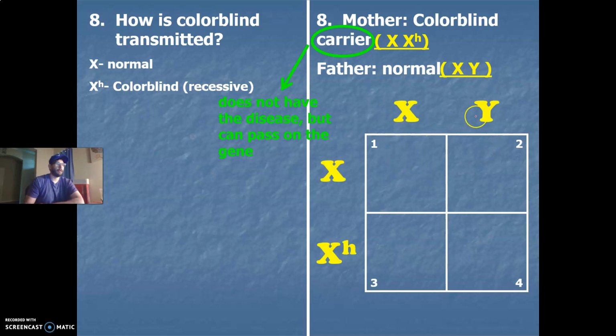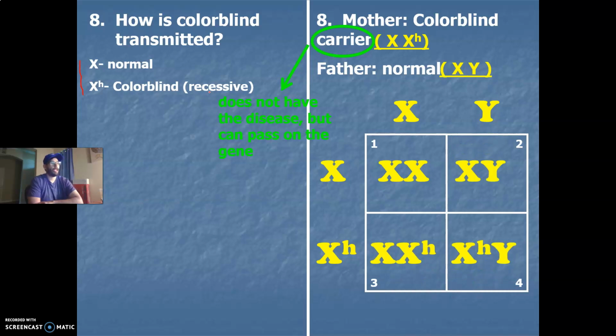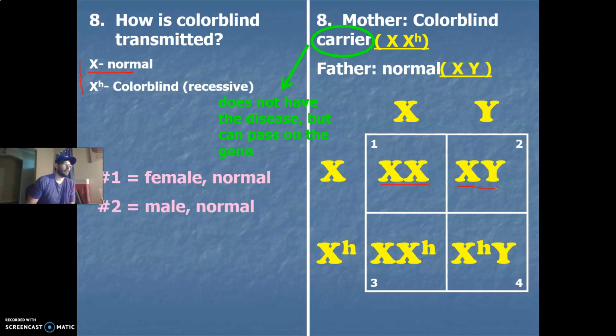I'll put the father up here, XY, X^H. We have our key over here as well. X is normal, X^H means colorblind. So as we put it in, we fill in the chart like we normally would do. And we can now see right now. Number 1, this one's going to be a female because 1 has 2 X's, and it's going to be normal, because normal is just like that. Number 2, boy or girl? Boy, normal? Yes, normal as well. Doesn't have the gene right there.